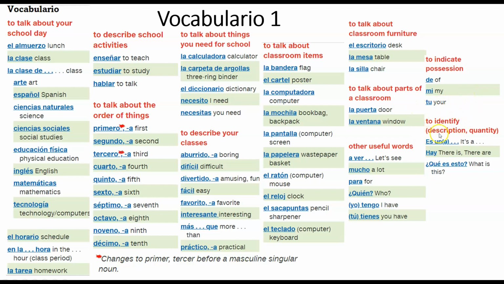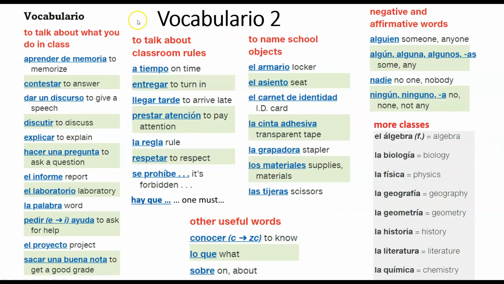To identify description or quality, like, ¿qué es esto? What is this? I can say, es un diccionario, or hay una mochila. There's a backpack. Again, you'll need to pause the video, write all these words down, take the notes, and then we're going to go over how to say them.